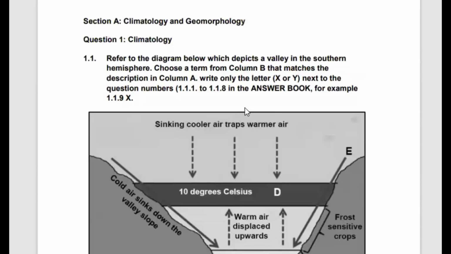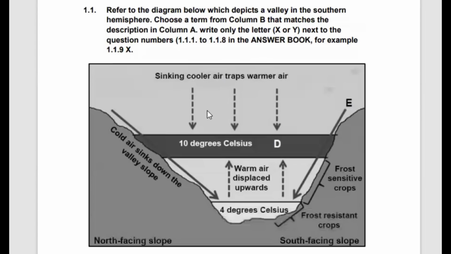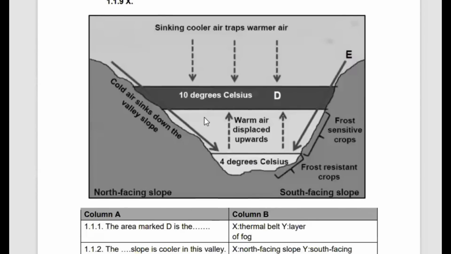So we are going to start with the first question, which is a question on climatology. This is question number 1. The first question says, refer to the diagram below, which depicts a valley in the southern hemisphere. Choose a term from column B that matches the description in column A. Write only letter Y or X. So we are seeing a situation here of a valley climate, typical of a valley climate in the southern hemisphere.